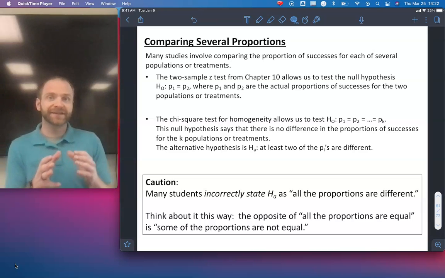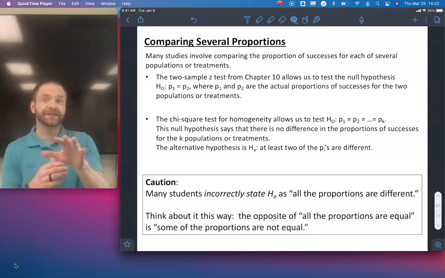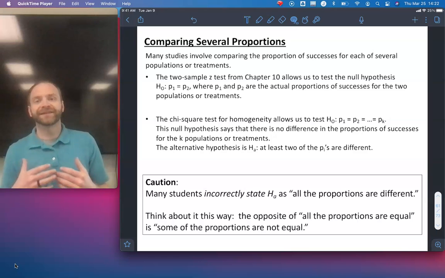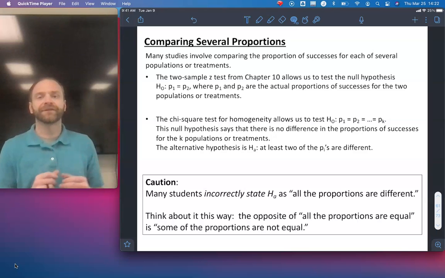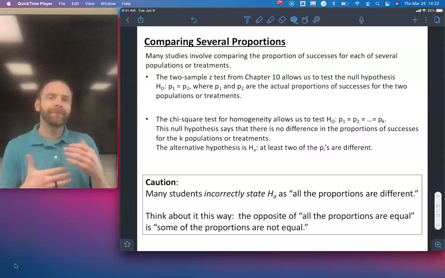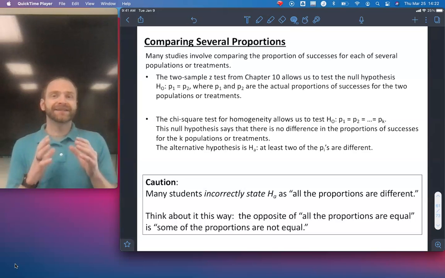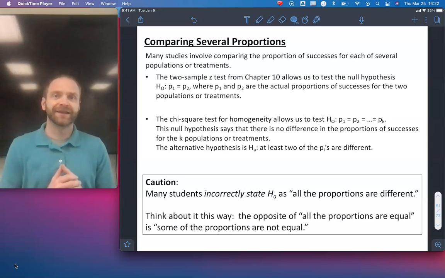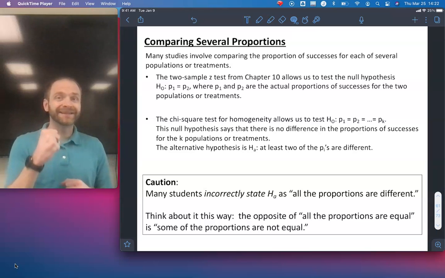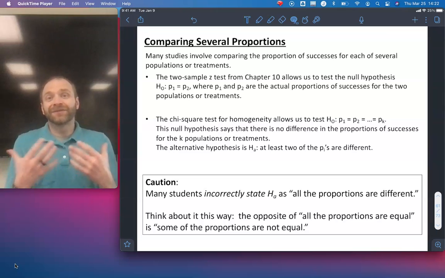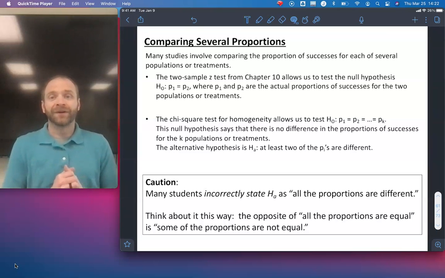We looked at the follow-up analysis. We saw that some of them were very close to what we expected. Others were further away. So when we're thinking about the alternative hypothesis, it's not all proportions are different. You need to think about it in the way that the opposite of all the proportions being equal is that some of the proportions are not equal. And so that's something to keep in mind with the alternative hypothesis: the null says there is no difference and the alternative says there is a difference. What that means is at least 2 of them aren't going to be equal. Some of the proportions are not going to be equal.